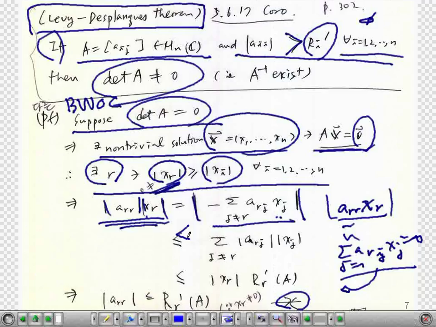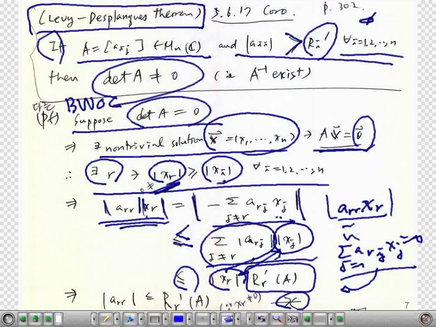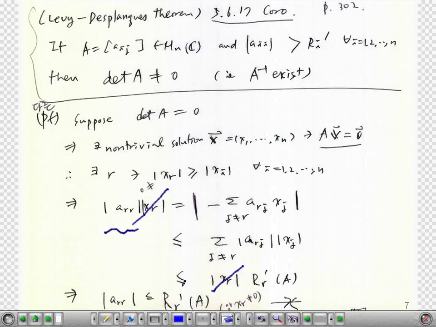Okay, but as you see here, the triangle inequality gives us this. But as you see, this xj is always less than or equal to the absolute value of xr. So we can replace this with this. But what is this? This is the r-th row sum without the absolute value of the diagonal. So this is the deleted r-th row sum. What this says is that the xr's on both sides are non-zero, so we can cancel them. Then this inequality is left. This is what we have, isn't it?